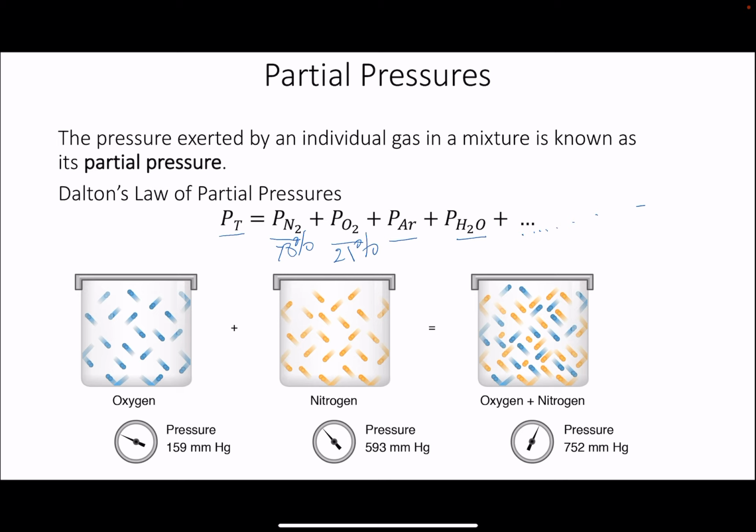So if you were to ask, what's the total pressure of the atmosphere? You could say, well, the partial pressure of oxygen is here, 159 millimeters of mercury, plus the partial pressure of N2 gas, 593 millimeters of mercury. So the total pressure in the atmosphere is 752 millimeters of mercury. So the sum of everything gives you the total.